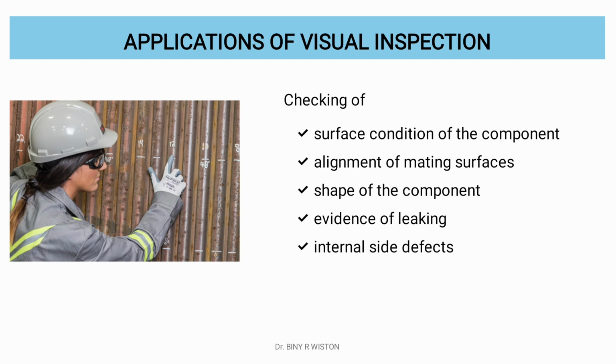The applications of visual inspection include checking of the surface condition of the component, checking of alignment of mating surfaces, checking of shape of the component, checking for evidence of leaking, checking for internal side defects.